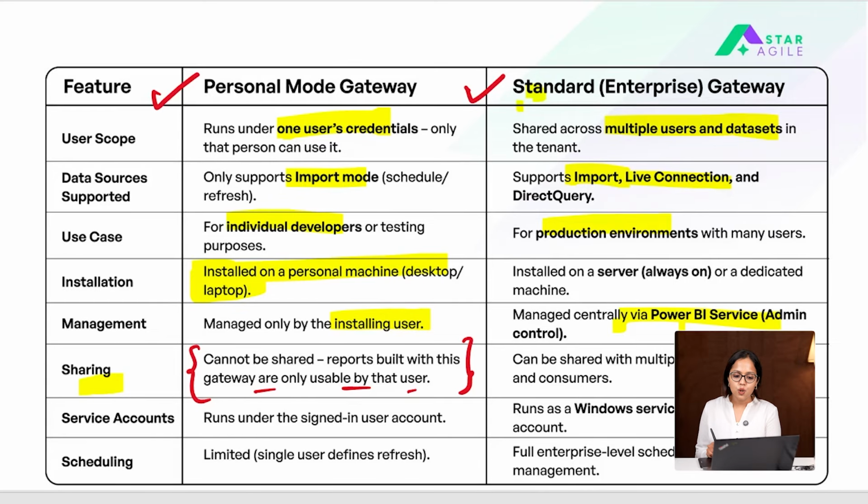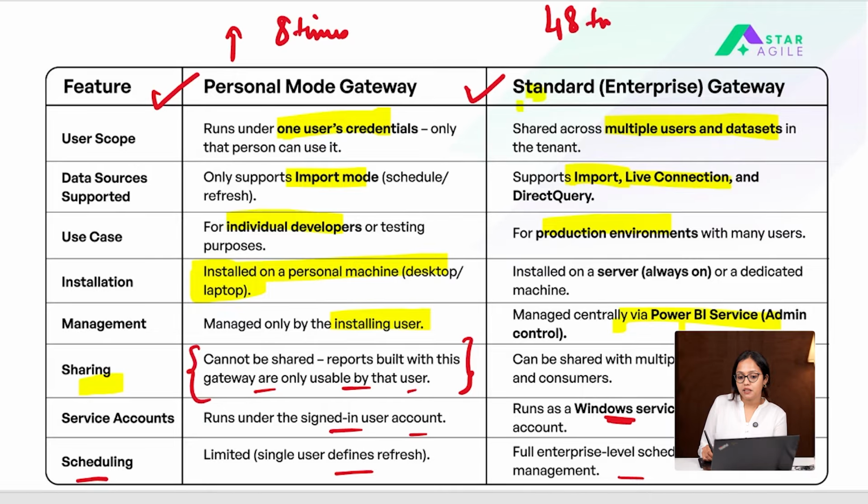Okay, and also this is a signed in user. This is basically a Windows service. It runs as a Windows service using a service account. And scheduling refresh also has some limitations. In your personal mode you can schedule around 8 times a day, but in your standard mode you can schedule 48 times a day. So there is also a frequency gap within which you can schedule. We'll see how to do that.